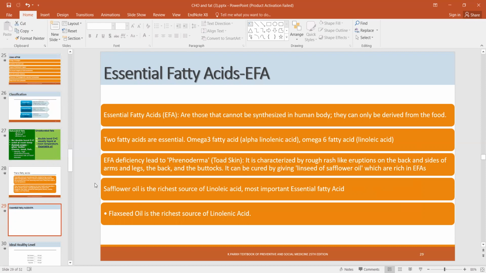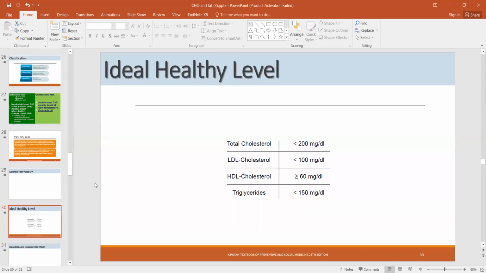Essential fatty acid deficiency leads to phrynoderma. It is characterized by a rough rash-like eruption on the back and sides of the arms, legs, and buttocks. It can be cured by giving linseed or safflower oil, which are rich in essential fatty acids. Safflower oil is the richest source of linoleic acid, the most important essential fatty acid. And flaxseed oil is the richest source of linolenic acid.